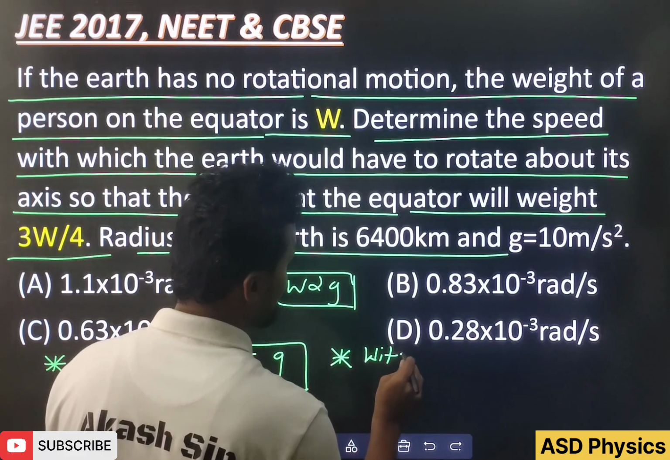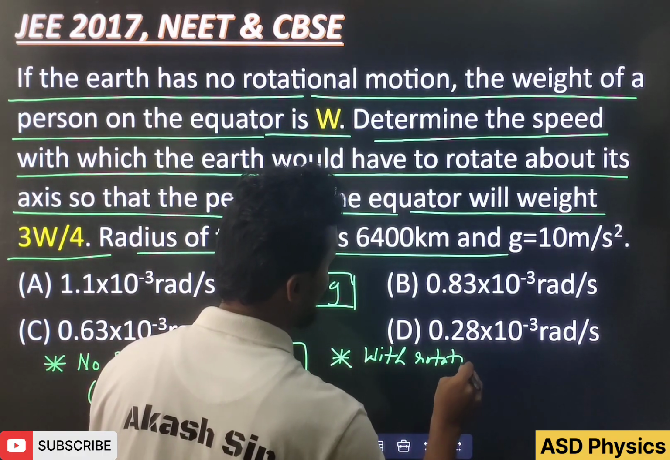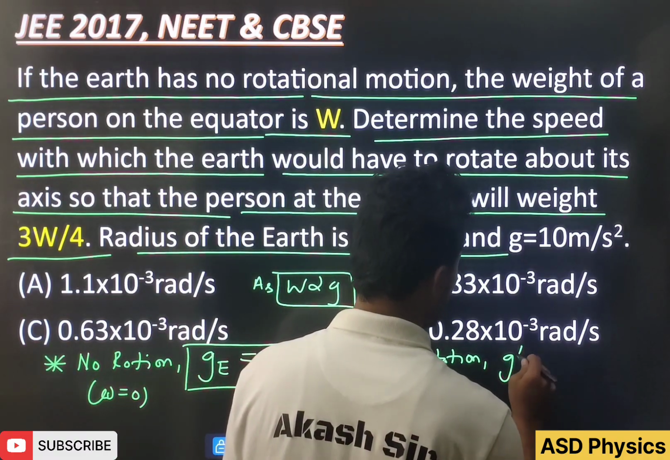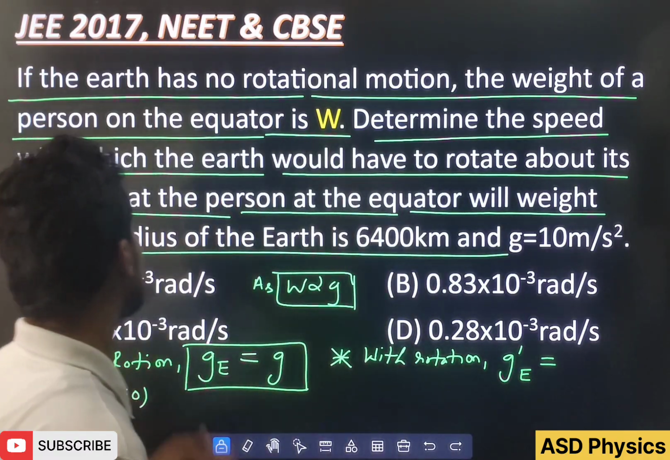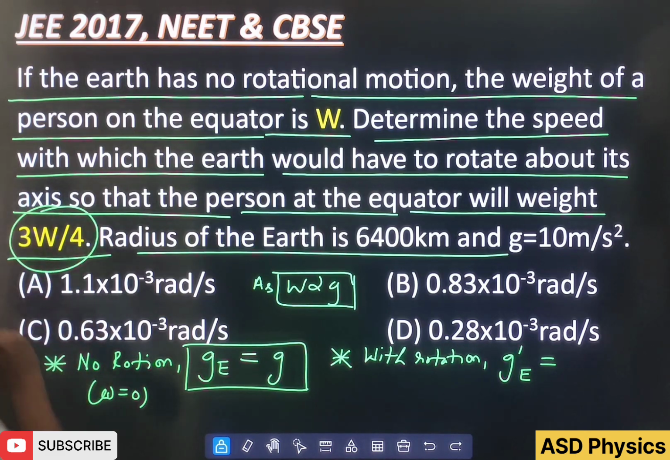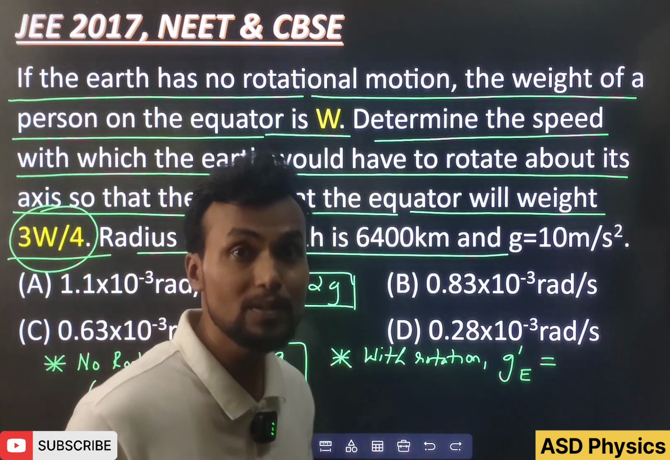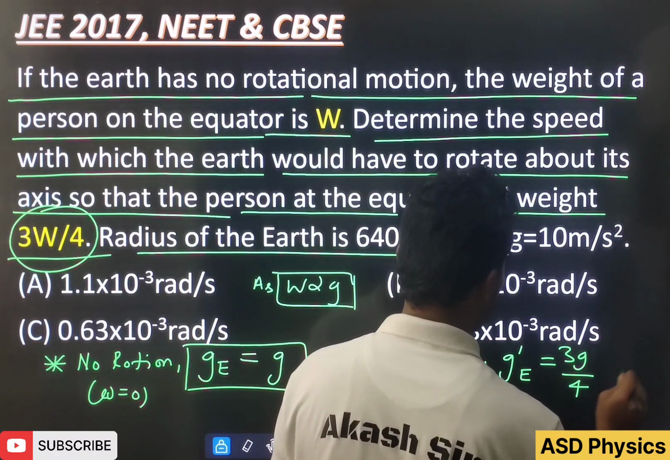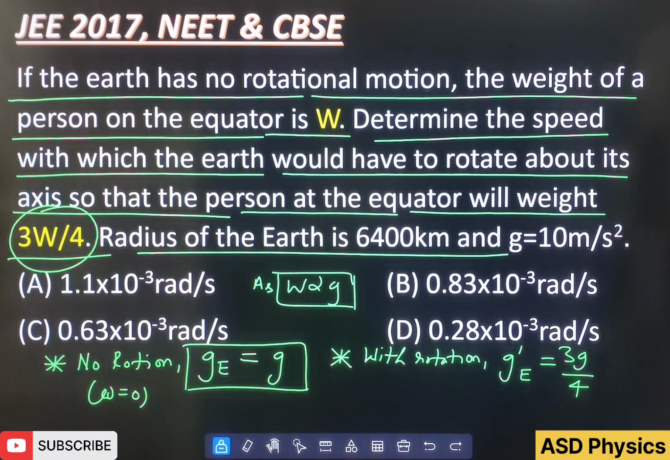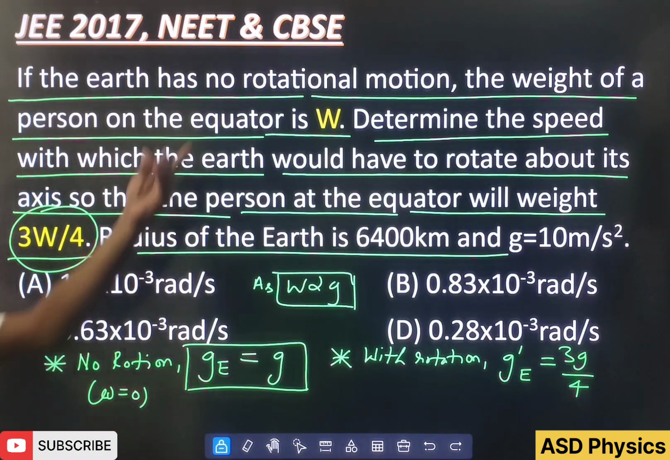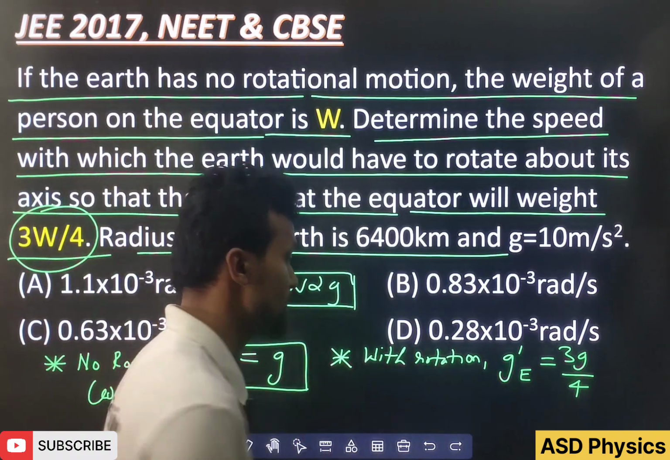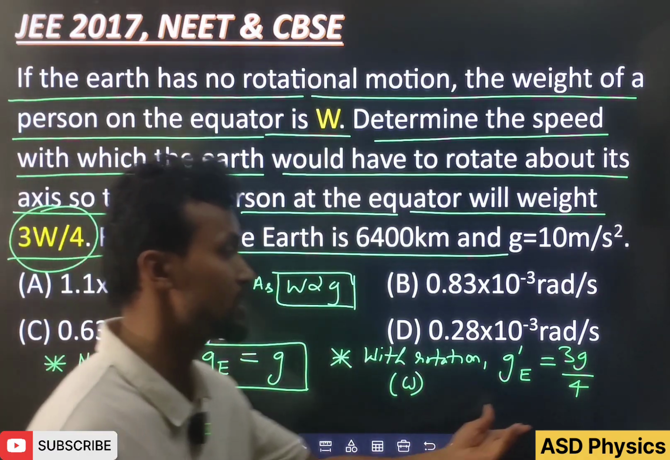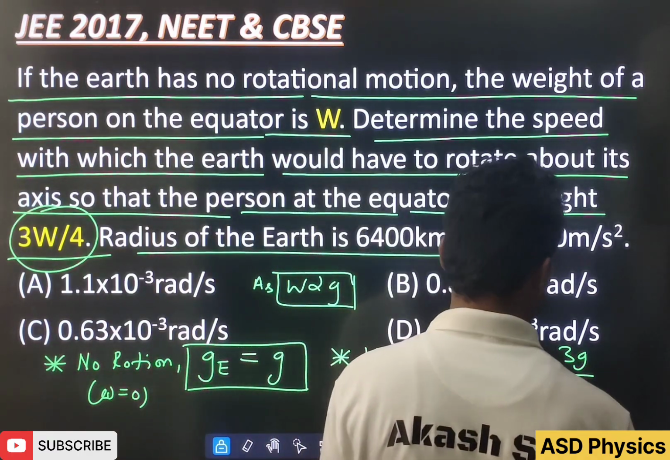Now with rotation, when it is rotating, let's take the new value as GE dash. The weight is becoming 3W by 4. Mass will not change, so if the weight is becoming 3W by 4, gravity will also become 3G by 4. So when the earth is not rotating, gravity on the equator is G and weight is W. And when the earth is rotating with angular velocity omega, weight becomes 3W by 4, because gravity is 3G by 4.